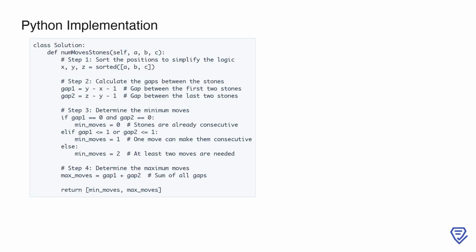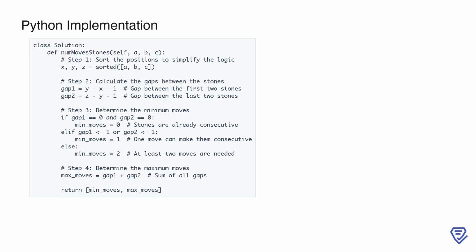To determine the minimum moves, the code checks the gaps. If both gaps are 0, the stones are already consecutive, requiring 0 moves. If either gap is 1 or 0, only one move is needed to make the stones consecutive. Otherwise, 2 moves are required. The maximum moves are simply the sum of the two gaps, as each gap represents the number of moves needed to close it fully. The function returns a list containing the minimum and maximum moves.